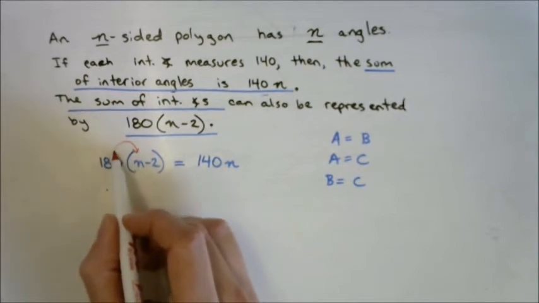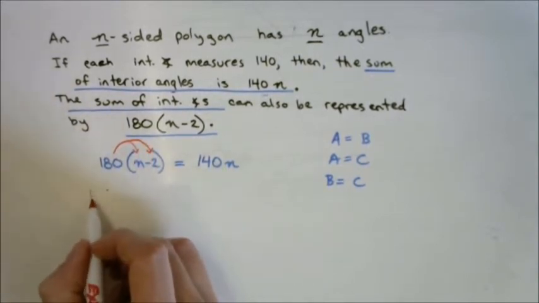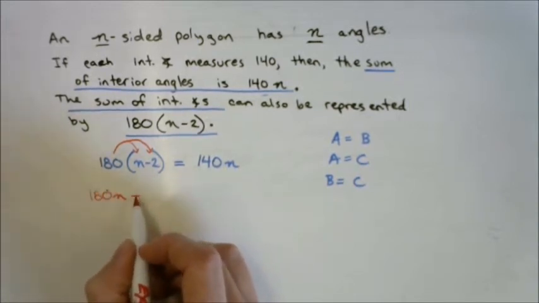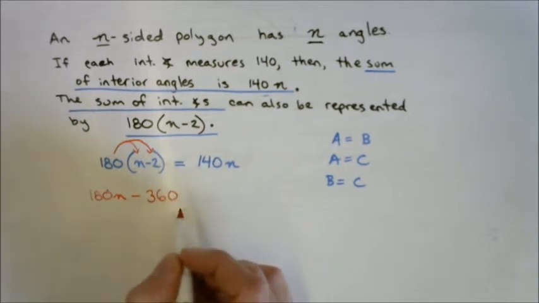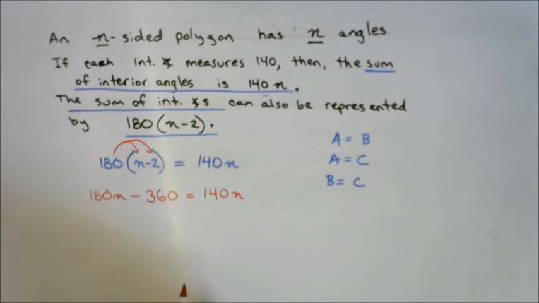180 times n, 180 times negative 2. 180 times n gives me 180 n's. 180 times negative 2 gives me minus 360. And the right side hasn't changed yet.